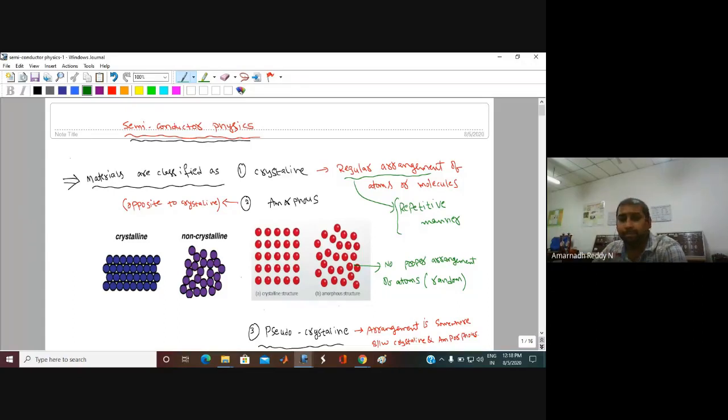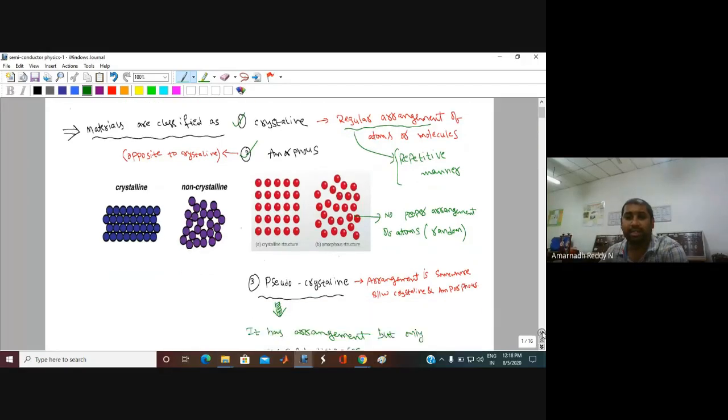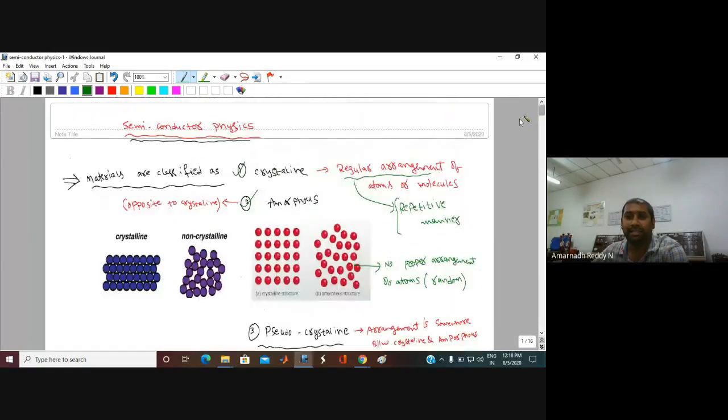First, before going to what is a semiconductor, we'll see what the materials are. Materials are classified into, I think you know, three different types mainly. One is called crystalline material, other one is called amorphous material, third one is called pseudo crystalline. What is crystalline material? In crystalline material you have a crystal structure. What do you mean by crystal structure? It has a regular arrangement of atoms or molecules.